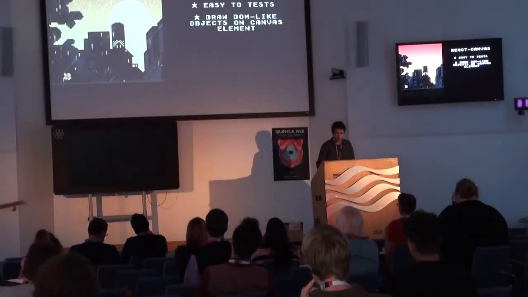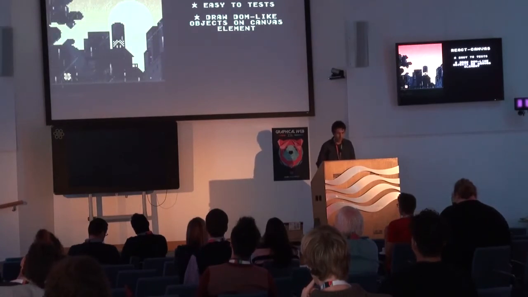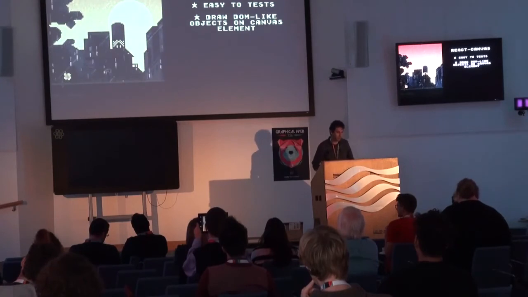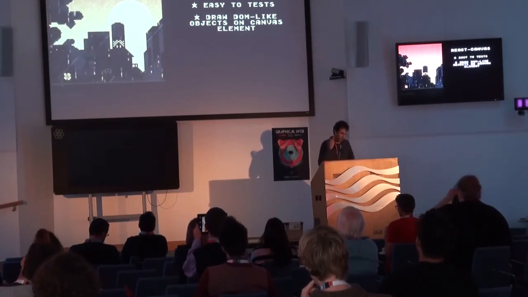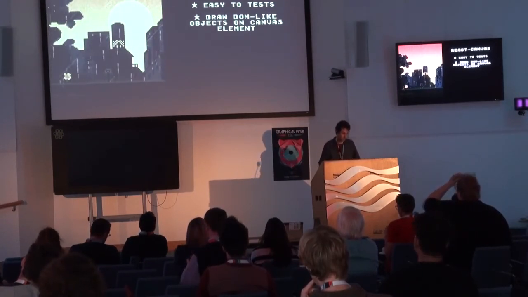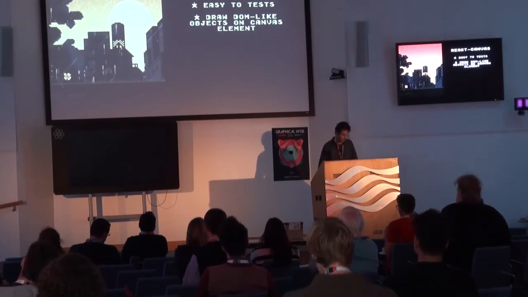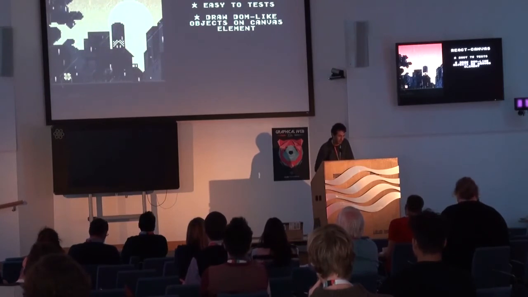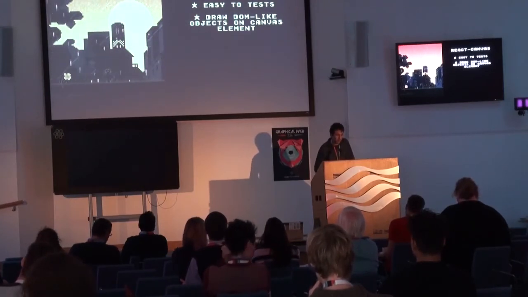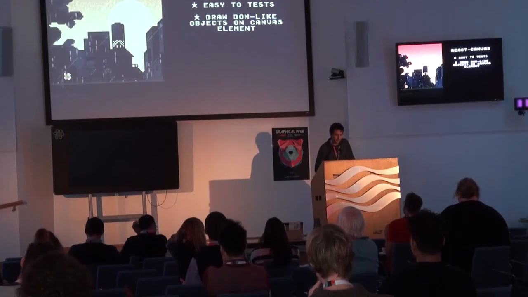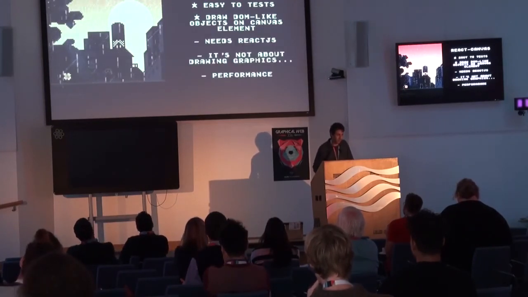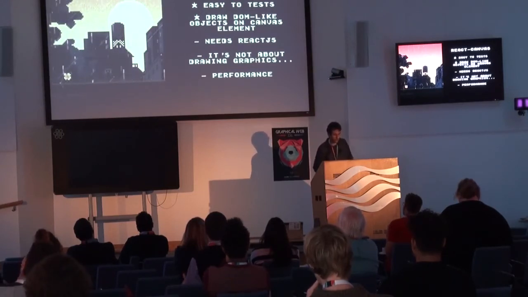But where are the good points about that? Easy to test, you can get an immutable canvas. Yeah, it's a fake argument, but at the same time it's true. I don't know exactly what the argument about that is. You can draw the same objects on canvas elements, but you have problems. You need React.js. It's not about drawing drafts.